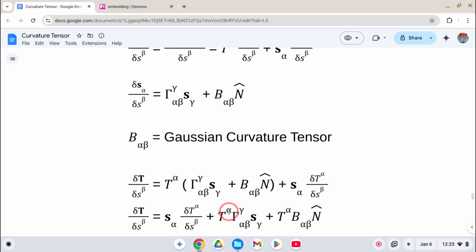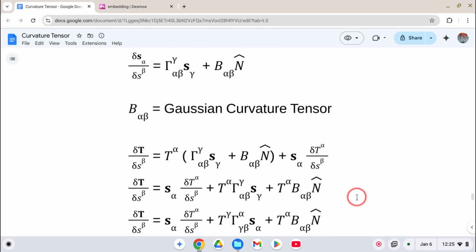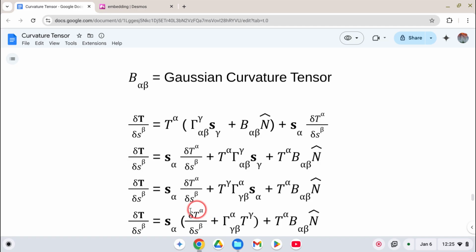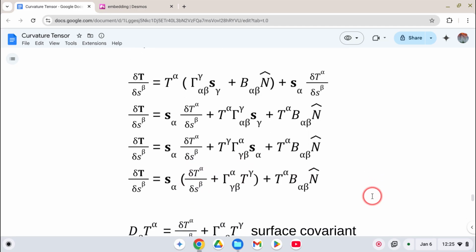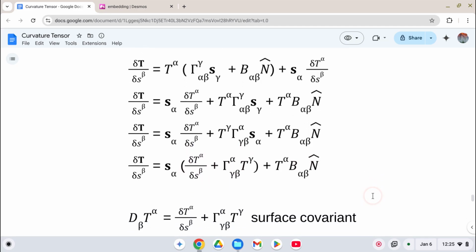The dummy indices are called in tensor calculus. So I got alpha, alpha, gamma, gamma. Since they're just summation indices, I can swap them. So I can change alpha to gamma and gamma to alpha, and I get this. It's totally legal to do that. All right. So that means I have an S alpha in both terms. I can factor that out. This stuff in the parentheses here is called the covariant derivative. So this is the covariant derivative of a contravariant vector component.